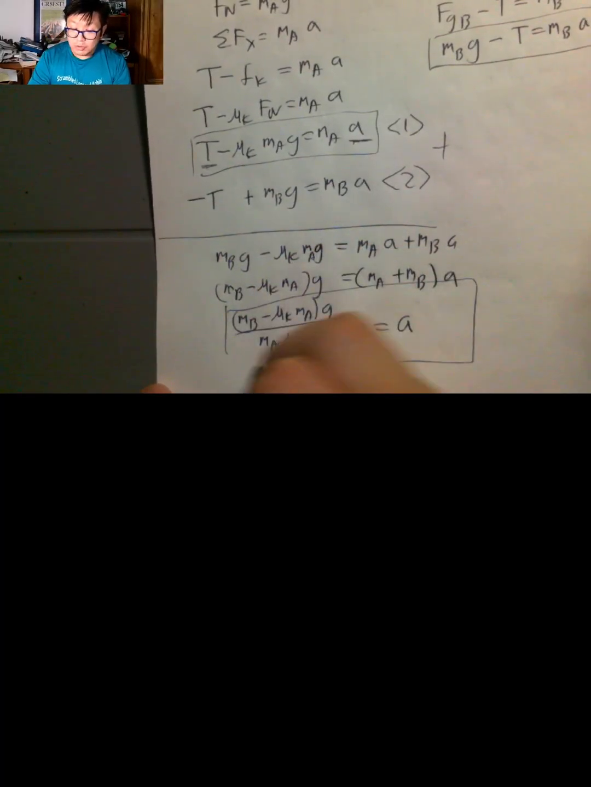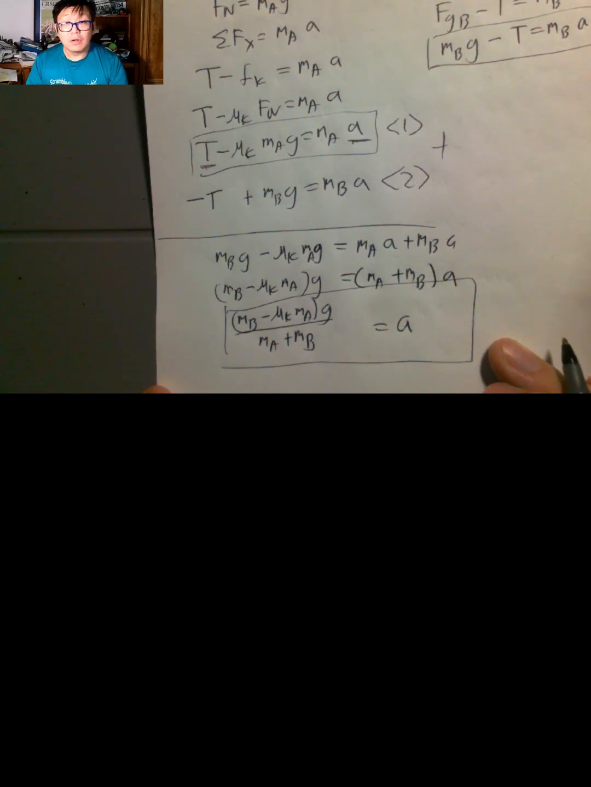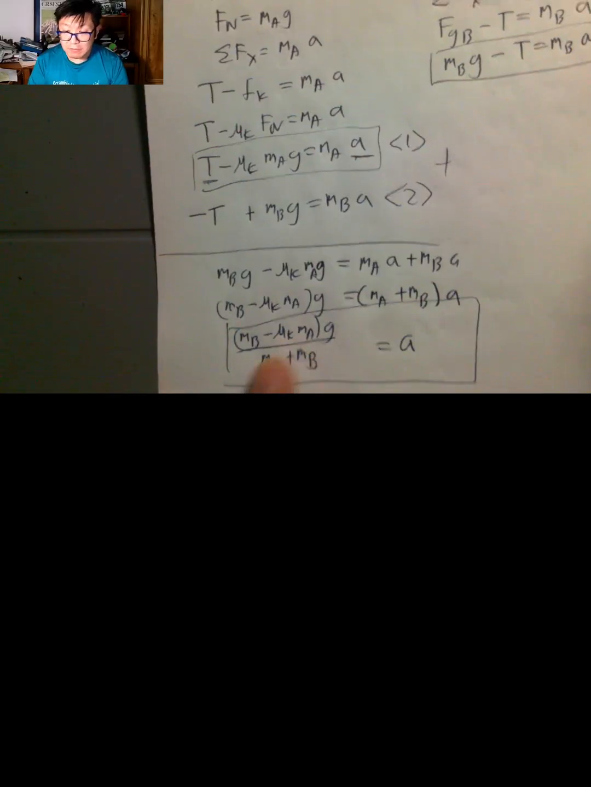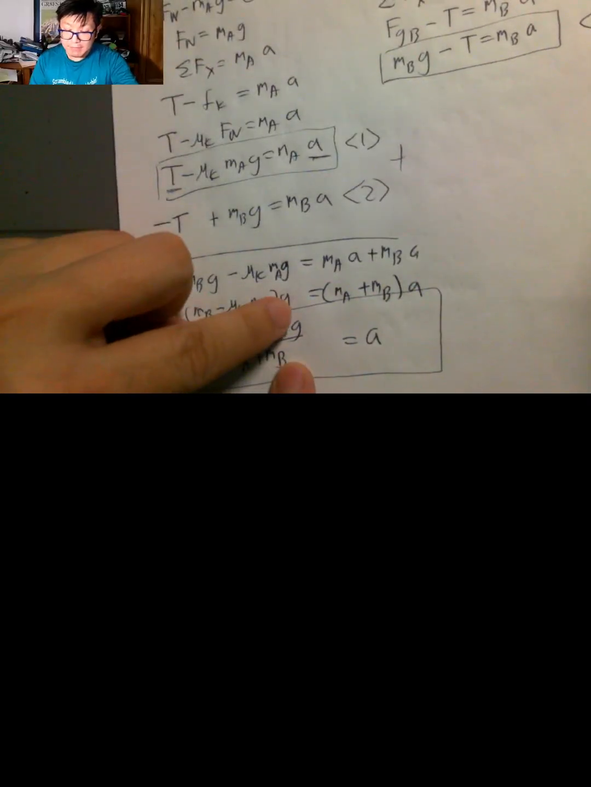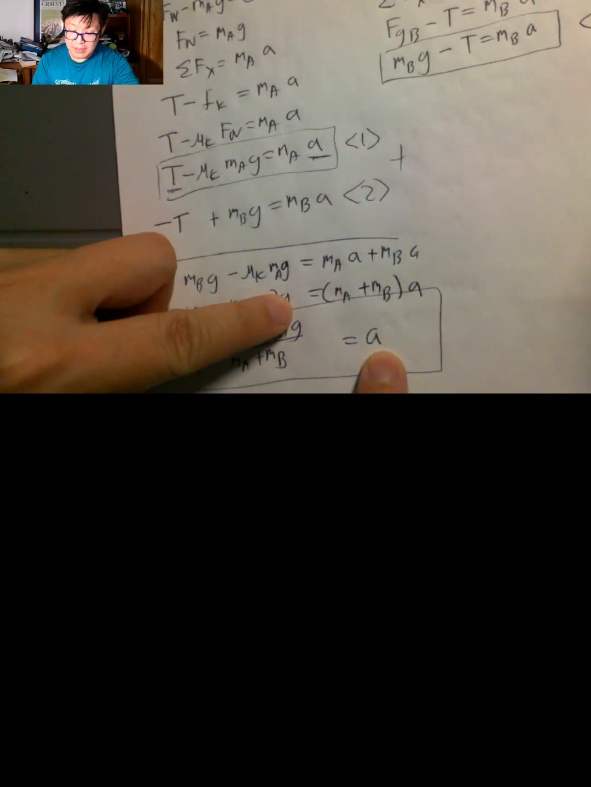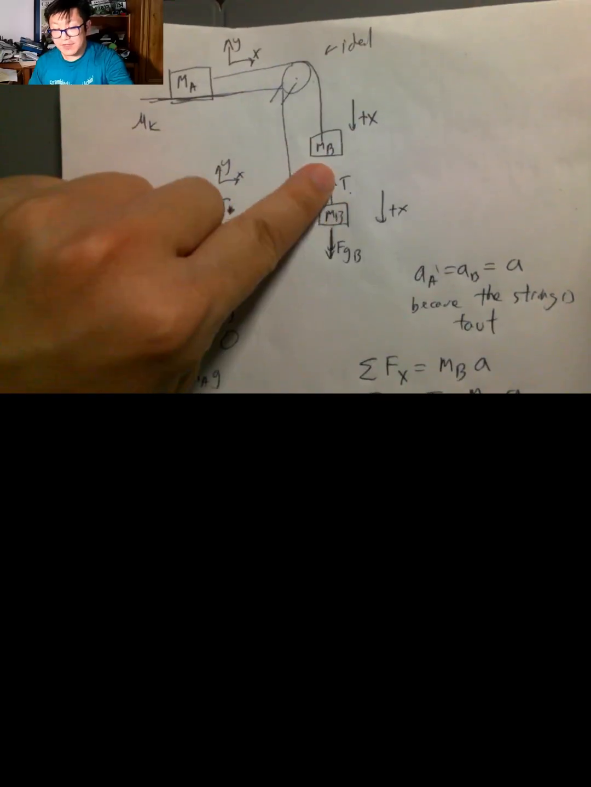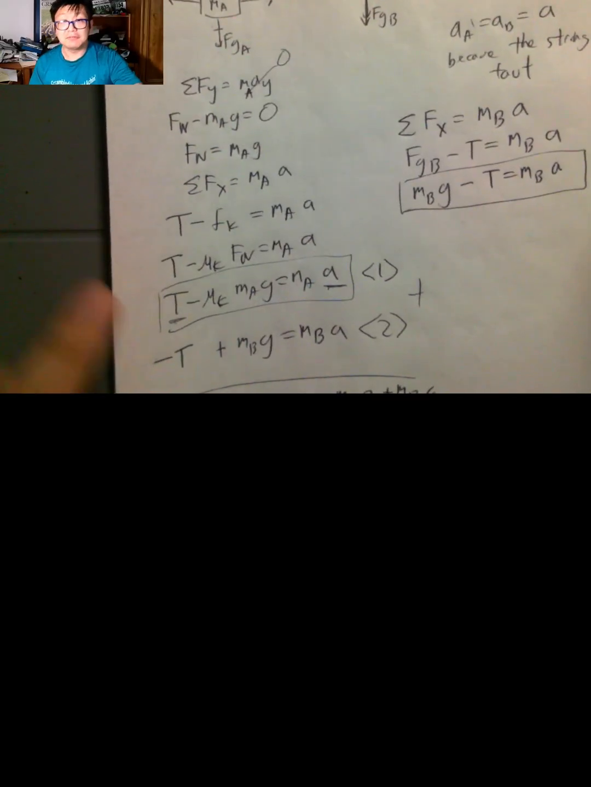What you'll be asked to do often is to consider certain things about this, like limiting cases. So for instance, if the coefficient is 0, there's no friction, this will be m_b g over m_a plus m_b acceleration. In other words, the force of gravity of this thing is equal to the total mass times the acceleration.